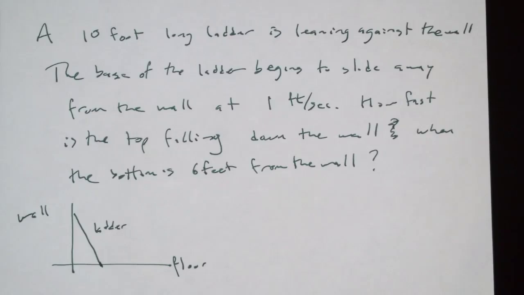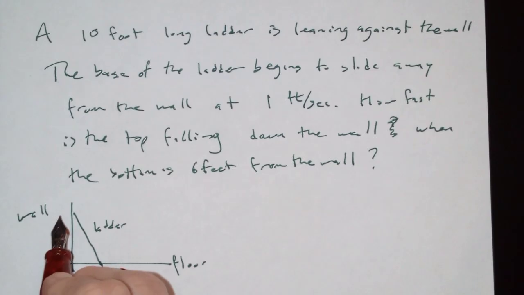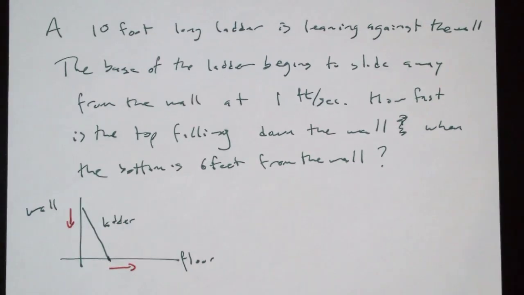So the ladder is going to slide down the wall, right? The bottom is going to go to the right. The top is going to go down. So as this point is going this way, this point goes that way. The ladder itself does not change size. It doesn't bend. It doesn't extend. It doesn't shrink. It just slides.